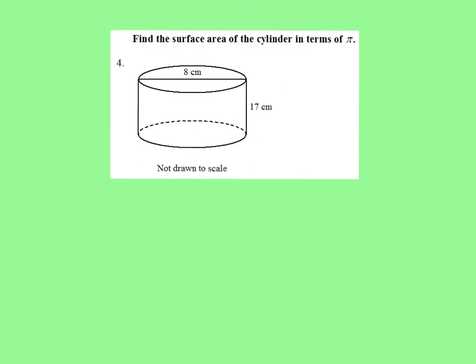Alright, number 4 says find the surface area of the cylinder in terms of pi. So first we need to know what surface area of a cylinder is. Surface area is perimeter times height plus 2 times your base. Well, perimeter is the perimeter of our base, which is a circle. So that's really circumference. So that's 2 pi r for circumference times the height plus 2 times B.